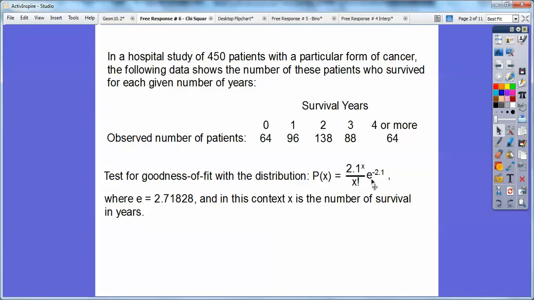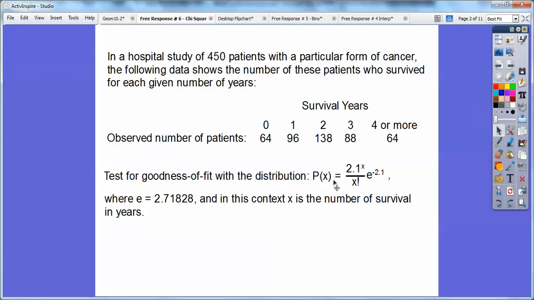And then this is the number e to the negative 2.1 power. Remember, e is a number, and it's programmed in your calculators, you guys. E is 2.71828. And this is in the context of X being the number of survival years.